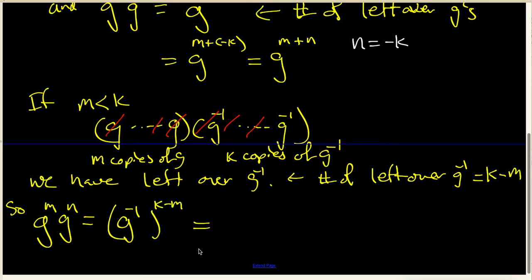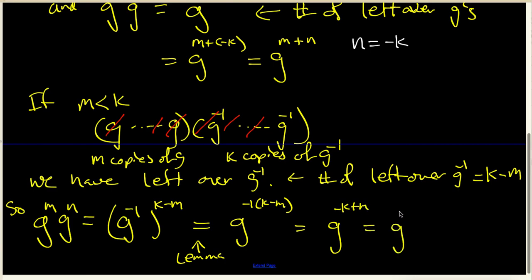Now, by that lemma, our lemma kicks in again, we can rewrite this as g to the negative 1 times k minus m, which is g to the minus k plus m, which is g to the m minus k, and that is g to the m plus n, and this last is true since minus k is simply another name for n. And so that gets us this third case.